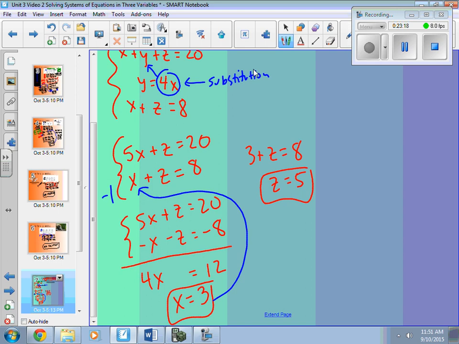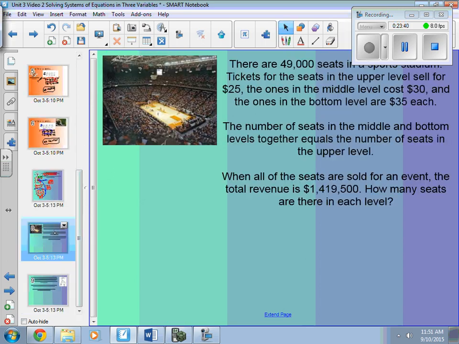Okay, now we got to substitute back in and find y. Probably the easiest place would again be to substitute x into this y equals equation right here. y equals 4 times 3. And y equals 12. So it looks like the first number is 3, the second number is 12, the third number was 5. Okay, so substitution ones usually are quite a bit easier than the elimination ones.